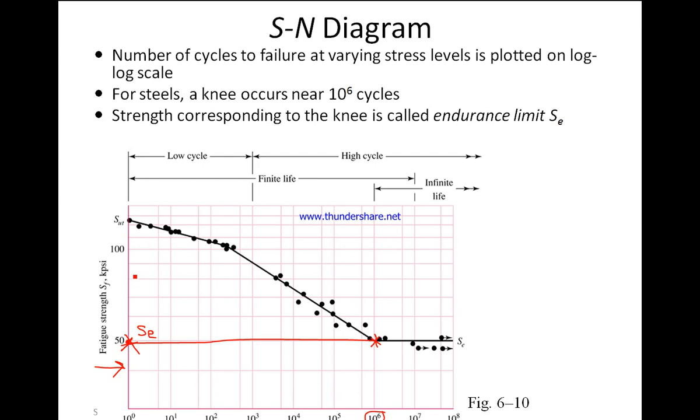Any value on this scale means there's a fatigue limit corresponding to this number of cycles. So if you apply this value, it corresponds to this, which is like 10 power 4 cycles.